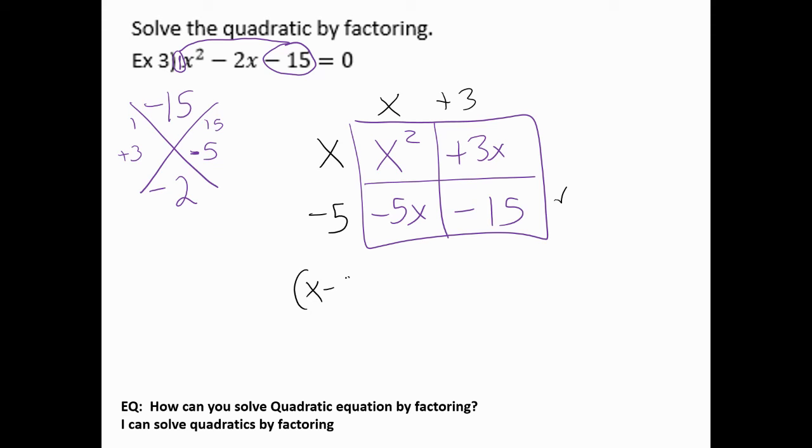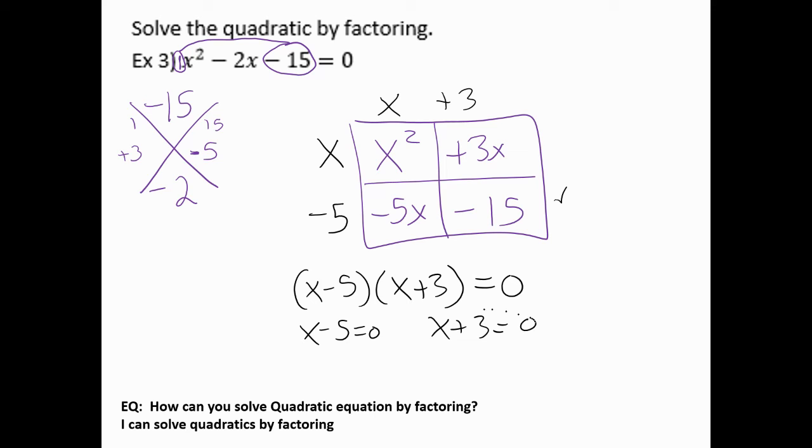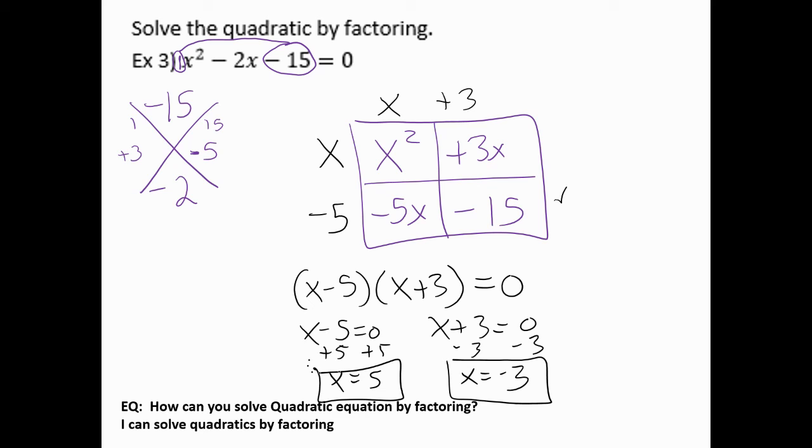So you're going to do x minus 5 times x plus 3 equals 0, and then you set each of these equal to 0 and solve. Add 5, so x equals 5. Subtract 3, so x equals -3. Those are our x-intercepts. Those are also, we solved it. We wanted to know where is that equation equal to 0.